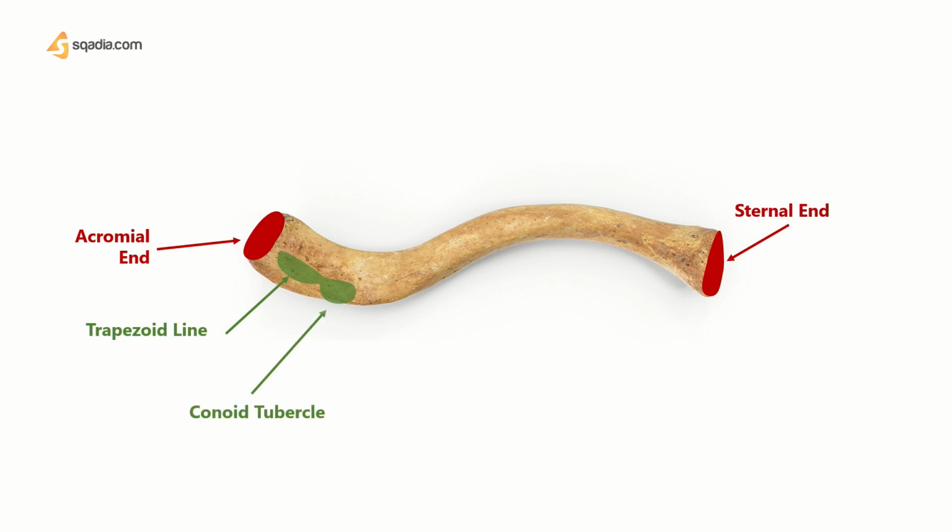Then there is a conoid tubercle placed near the posterior border of the lateral third of the clavicle, which gives attachment to the conoid part of the coracoclavicular ligament.